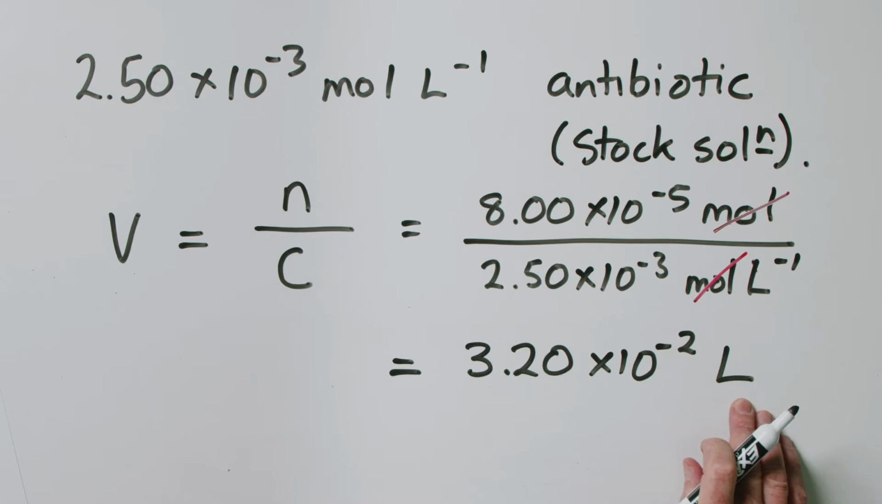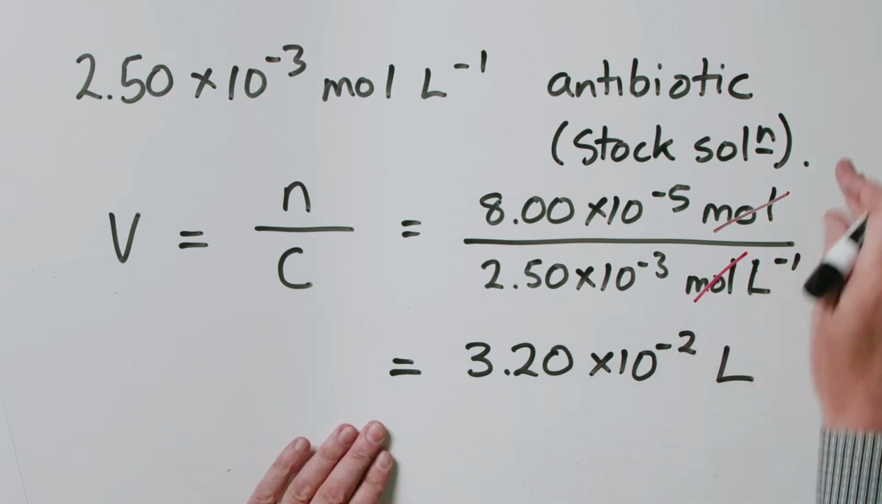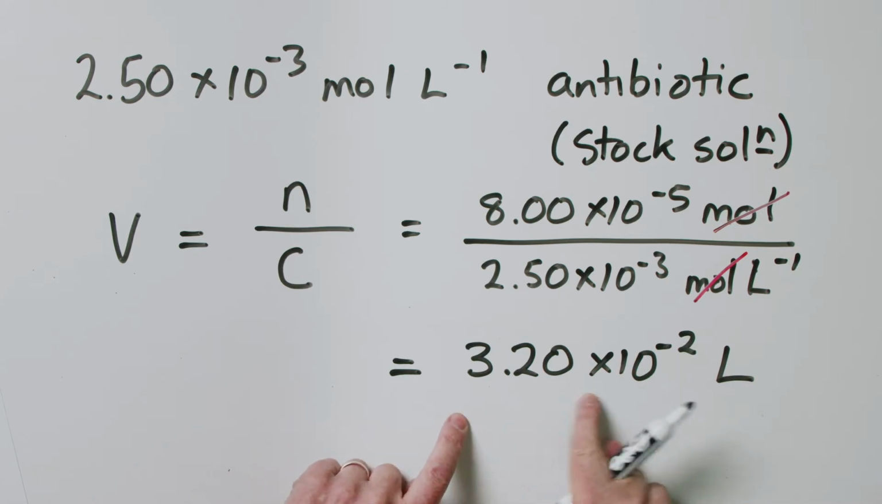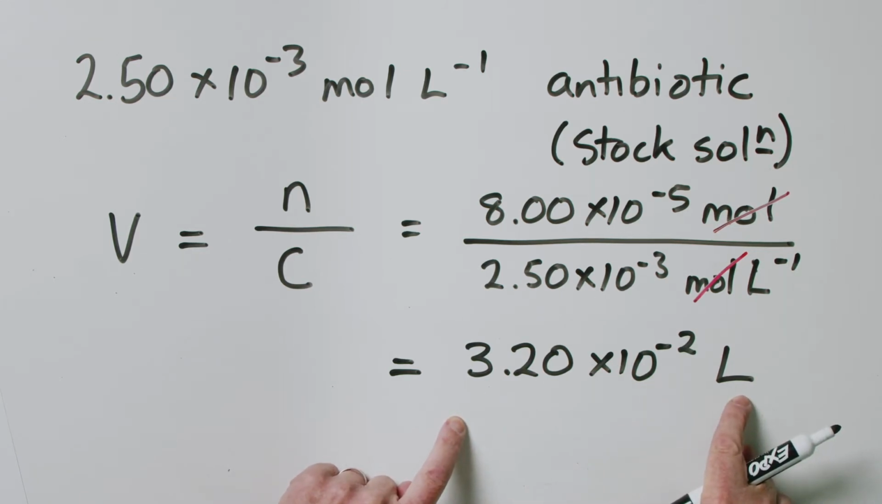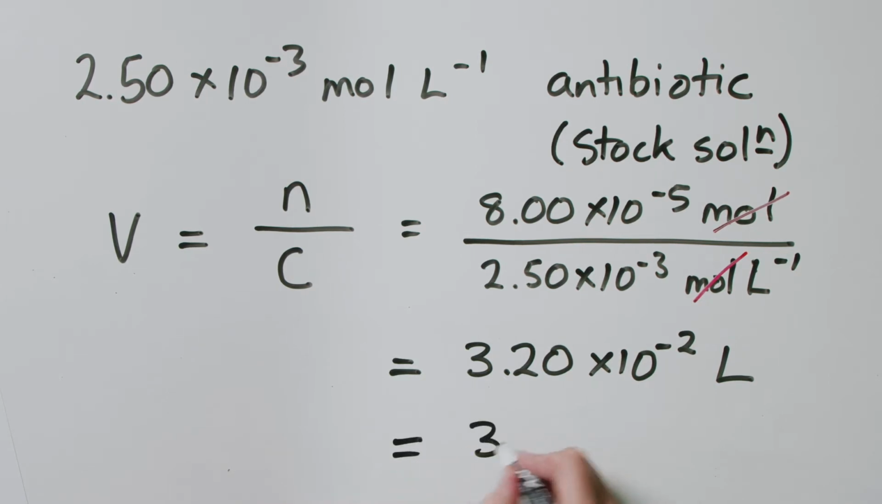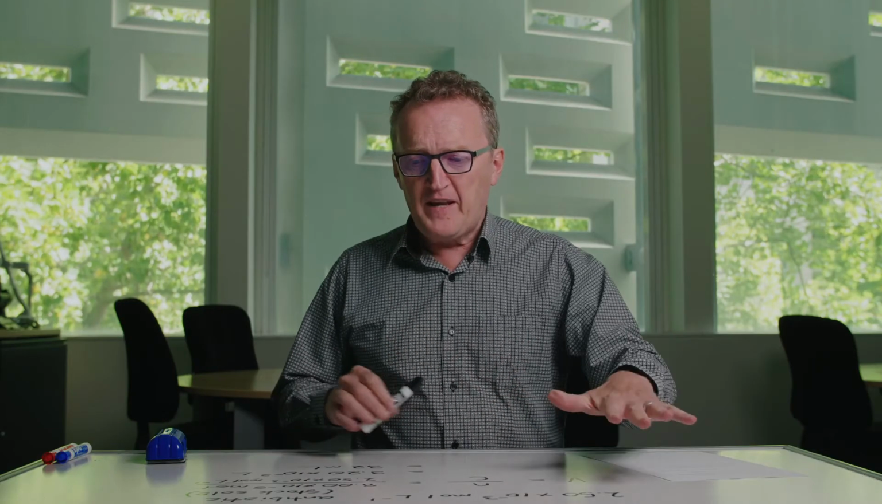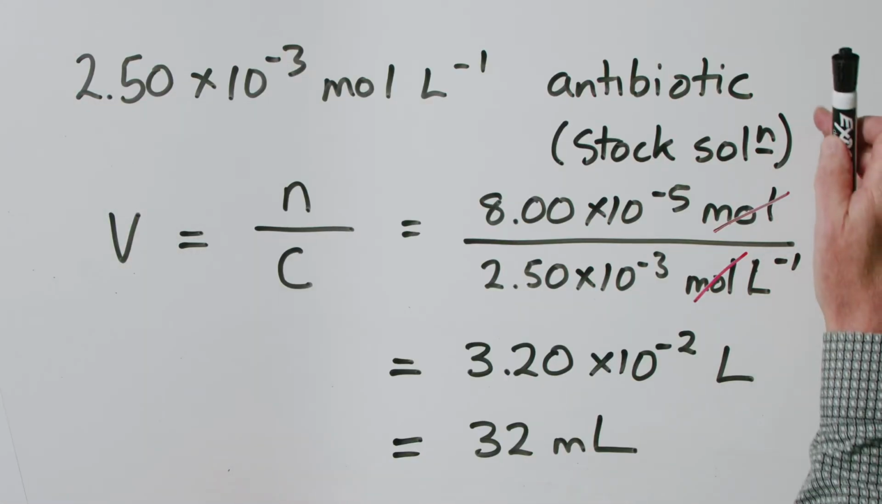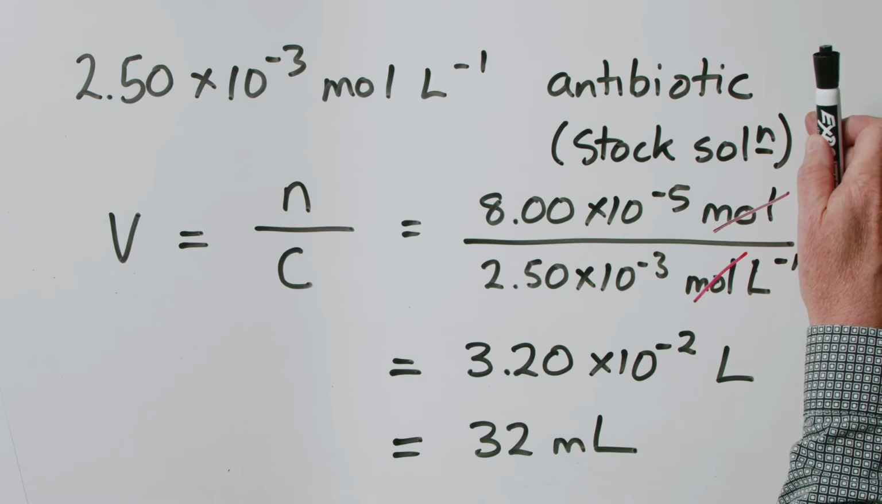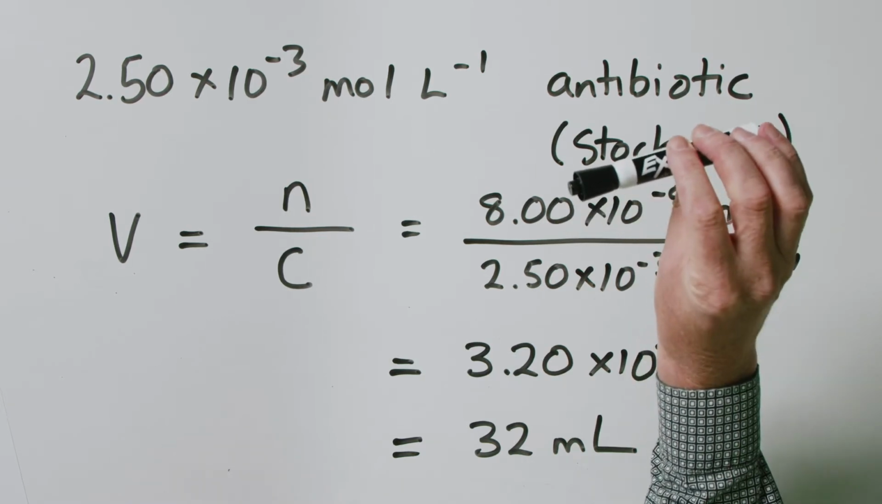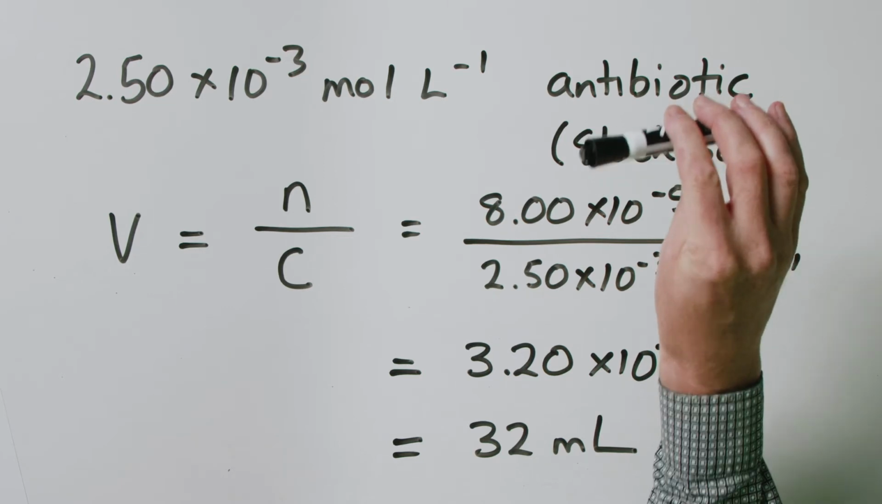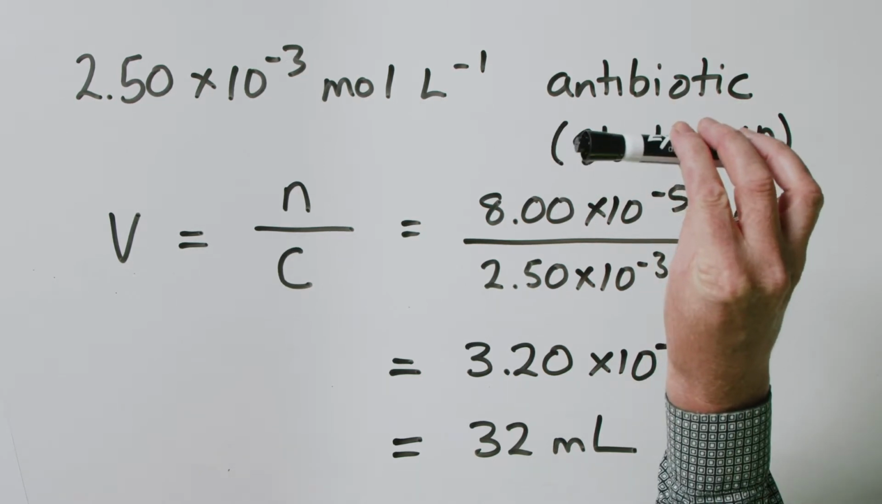So there's our answer. What we do is we take our stock solution, we take 3.20 times 10 to the minus 2 litres of that, and that is in fact equal to 32 millilitres. So if we wanted to prepare the particular solution of our antibiotic, we take our stock solution, we take 32 mils of it, and we dilute that then to a volume of 200 mils. That was what the question asked. The total volume of our final solution was 200 mils. So that's how we go about doing that, which is kind of nice.